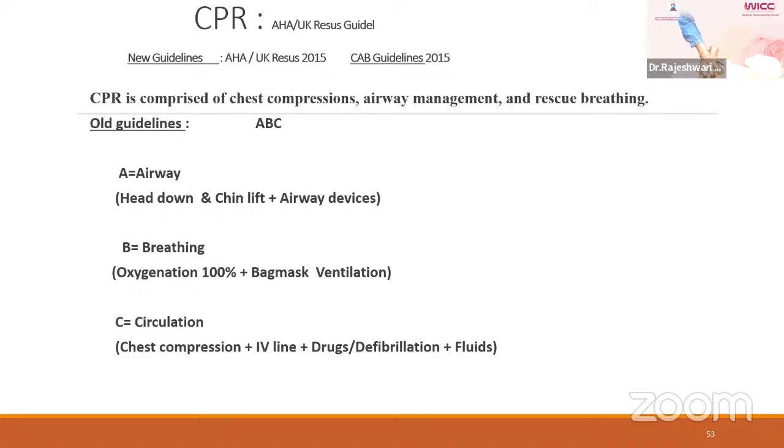Can you see this red light? If I give a deeper thrust, the red light will come here. So it is a deeper thrust, which is wrong. The thrust should be only 5 to 6 centimeters in depth. And the rate at which you have to give this thrust is 100 to 120 per minute. That should be the rate at which you give the compressions. The depth is 5 to 6 centimeters.